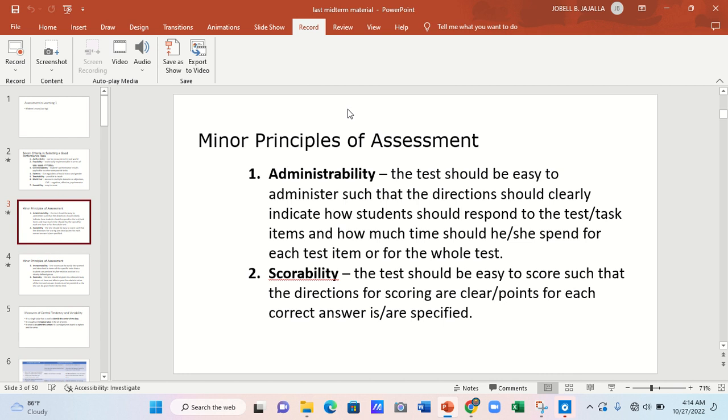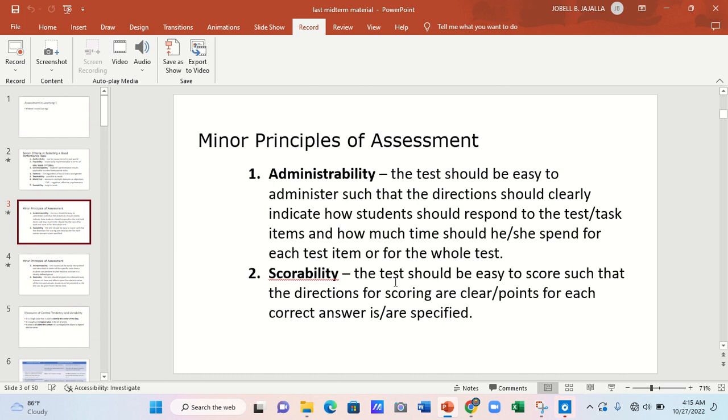Instructions like those could really affect the degree of administrability of a particular test or assessment. Okay, so students should also know how much time they should spend for each item or for the whole test. Normally, traditional tests, teacher-made tests like exams and multiple choice, have a high degree of administrability.